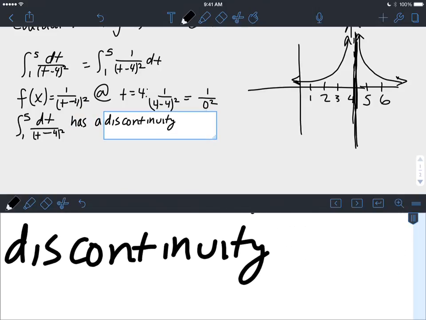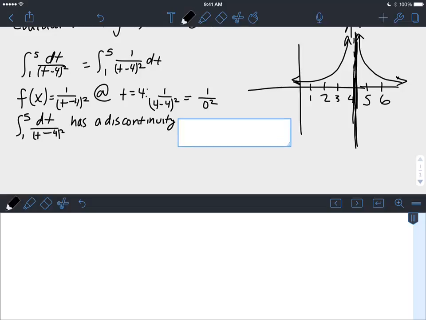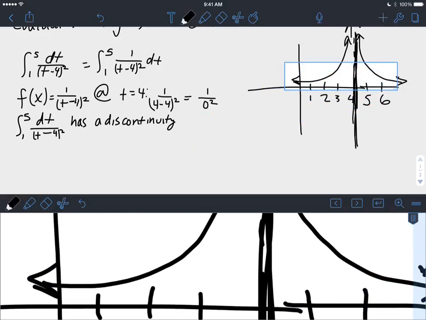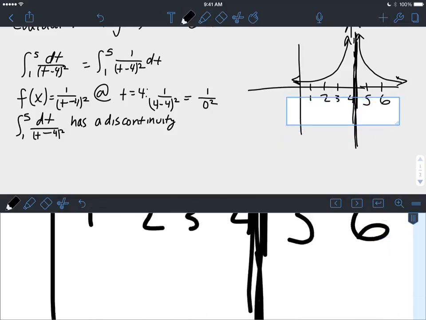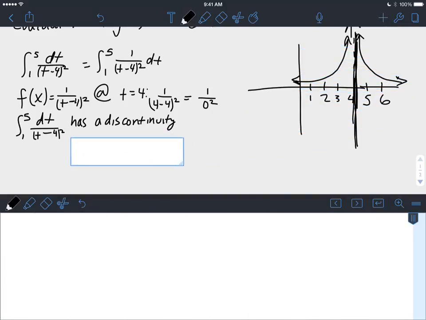It's only because we're evaluating it from 1 to 5. We could do it if it was between 1 and 4 or between 5 and infinity. It's just we can't evaluate it because right in the middle of it, it's got 4. And that's where it goes off to infinity because it's the vertical asymptote.